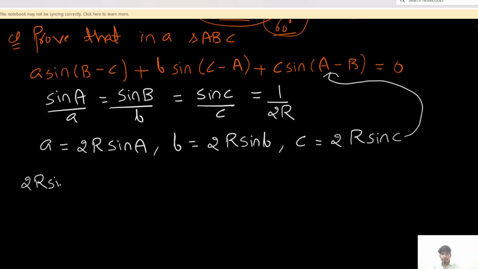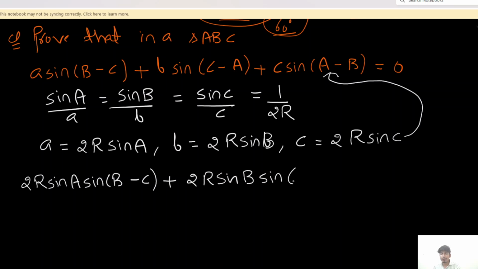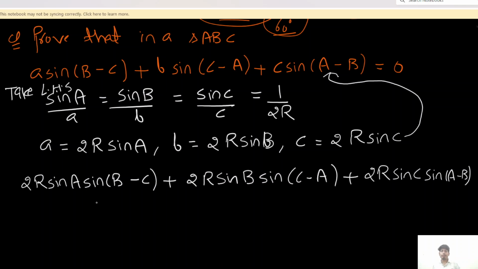2R sin A into sin(B minus C). Okay students, then plus b. What is b? b is here. Okay, this is angle and this is side. Then 2R sin B into sin(C minus A). Okay, plus what is the value of c? c is 2R sin C into sin(A minus B). Okay students, this is our LHS. First take LHS. Okay, we have to prove LHS equal to 0.